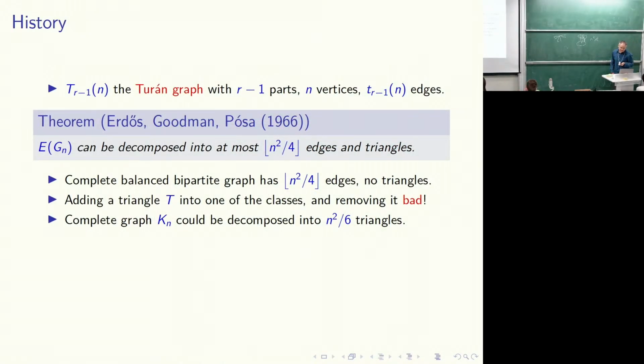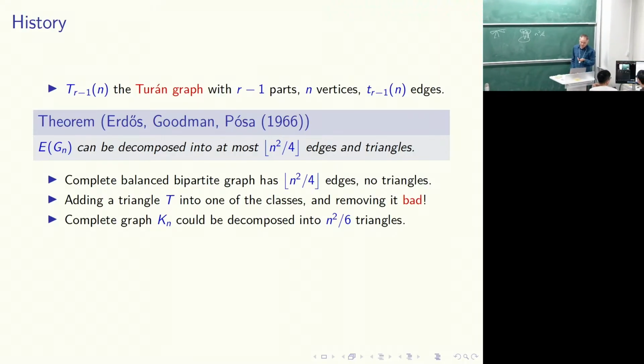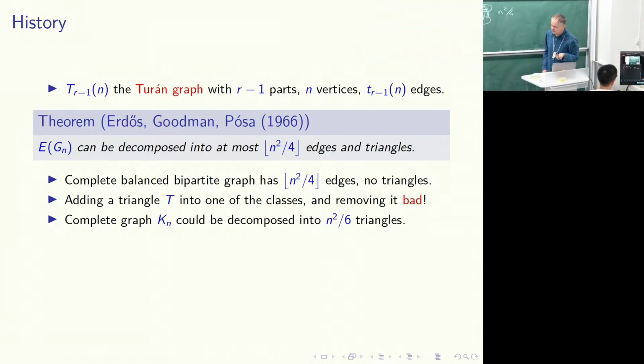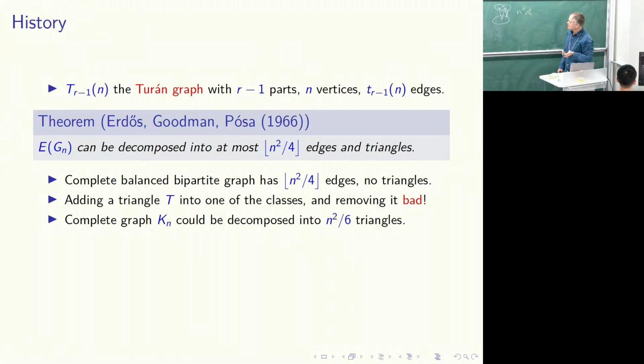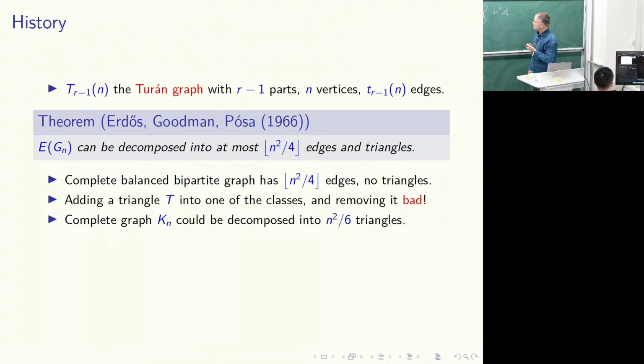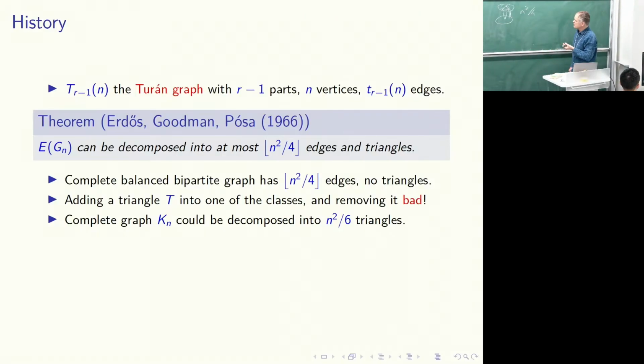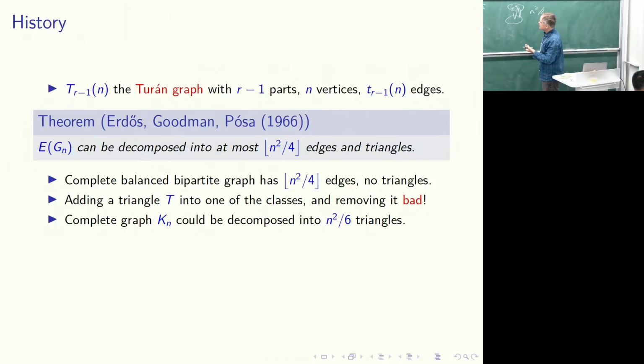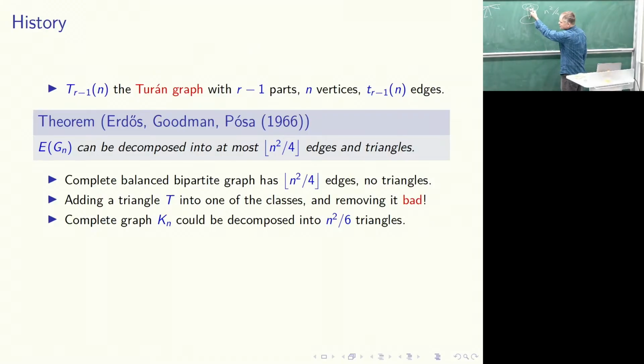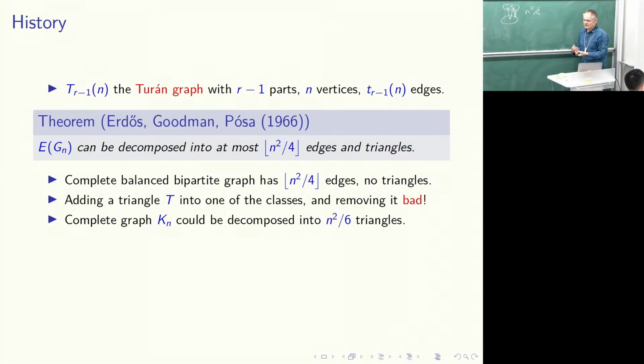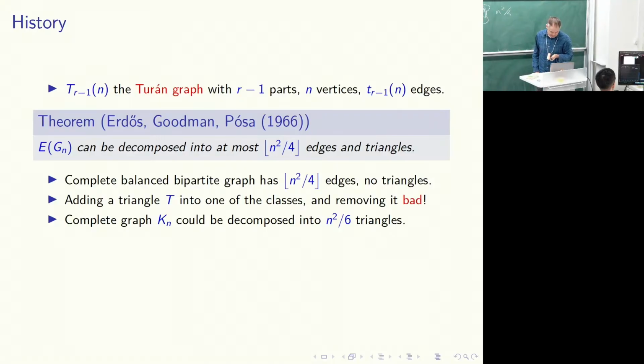And to show that this theorem is not best possible in some other sense, and even the authors realize it, as we will see later, if we have, for example, the complete graph, then we can improve the n square over 4 into n square over 6, and that motivates part of the future work: maybe it's not fair that we count the triangle as 1 while it's killing 3 edges.